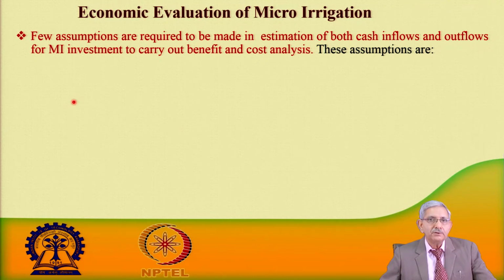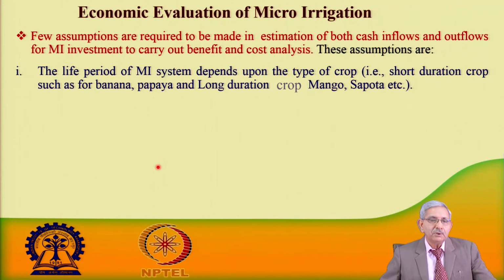The few assumptions which are required in estimation of both cash inflows and outflows for the micro irrigation system to carry out benefit and cost analysis are as follows. One is the life period of the micro irrigation system. It depends on the type of crop.